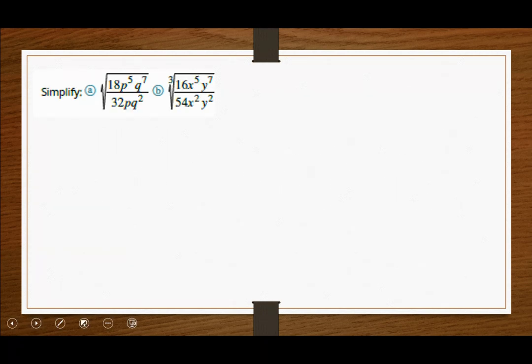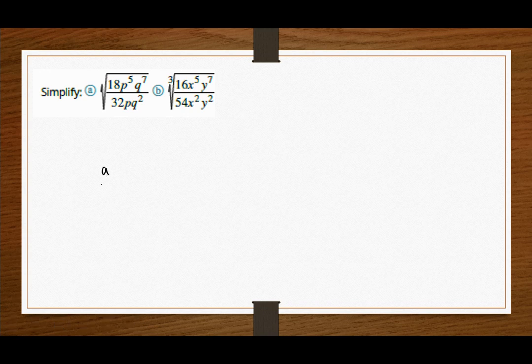And this is probably the most difficult version of this question that could be presented. So I'm asked in part A here to identify the square root of this quite large expression, 18 p to the 5th q to the 7th, all divided by 32 p to the 1st q to the 2nd.